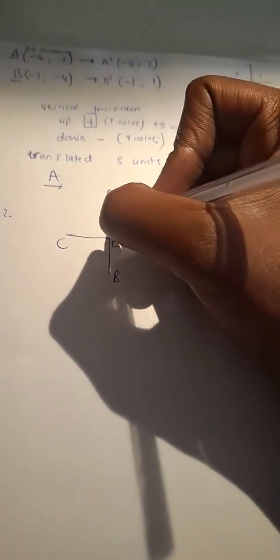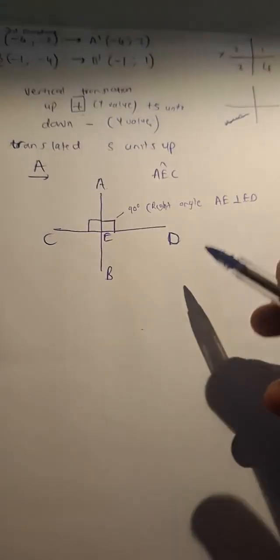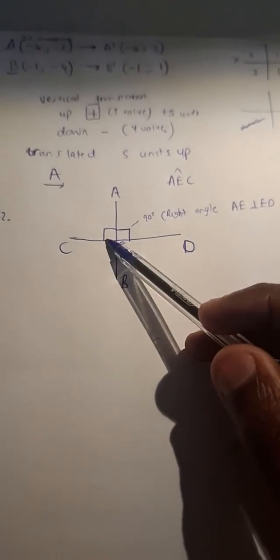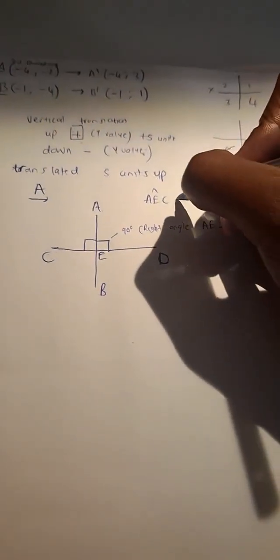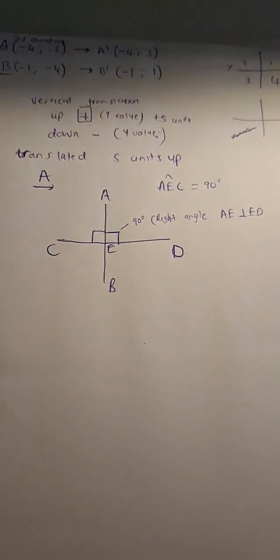So that therefore means that this angle here is also what? 90 degrees. So if that is 90, that is also 90. Why? Because angles on a straight line add up to 180. So if that is 90 degrees, it also stands to reason that the other is also 90. So angle AEC is also equal to 90 degrees.